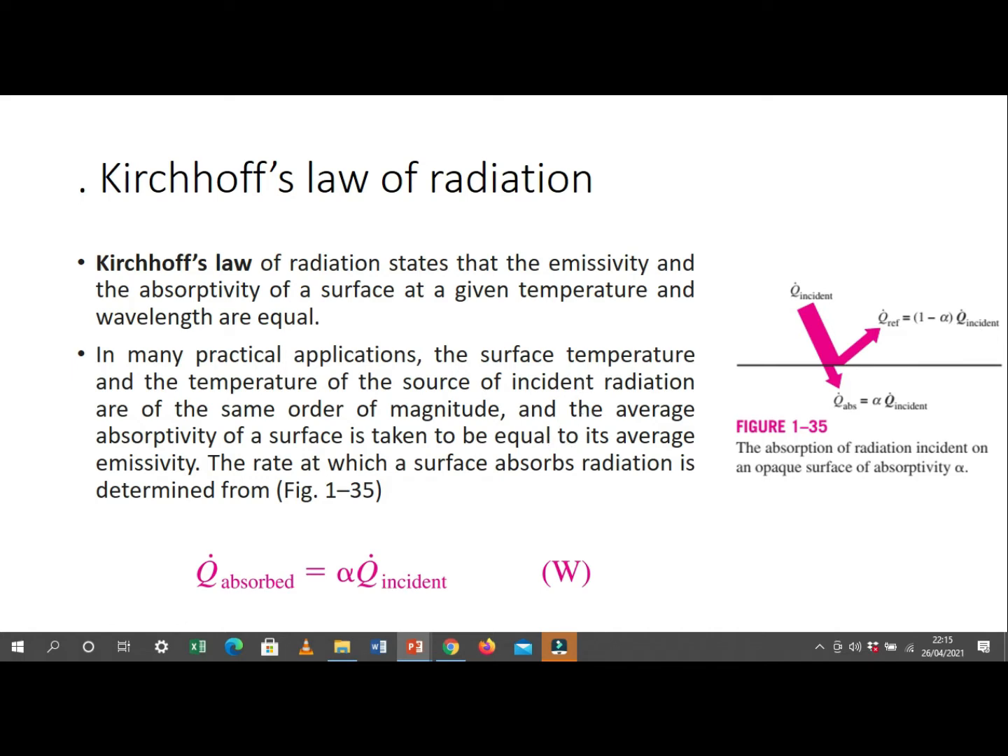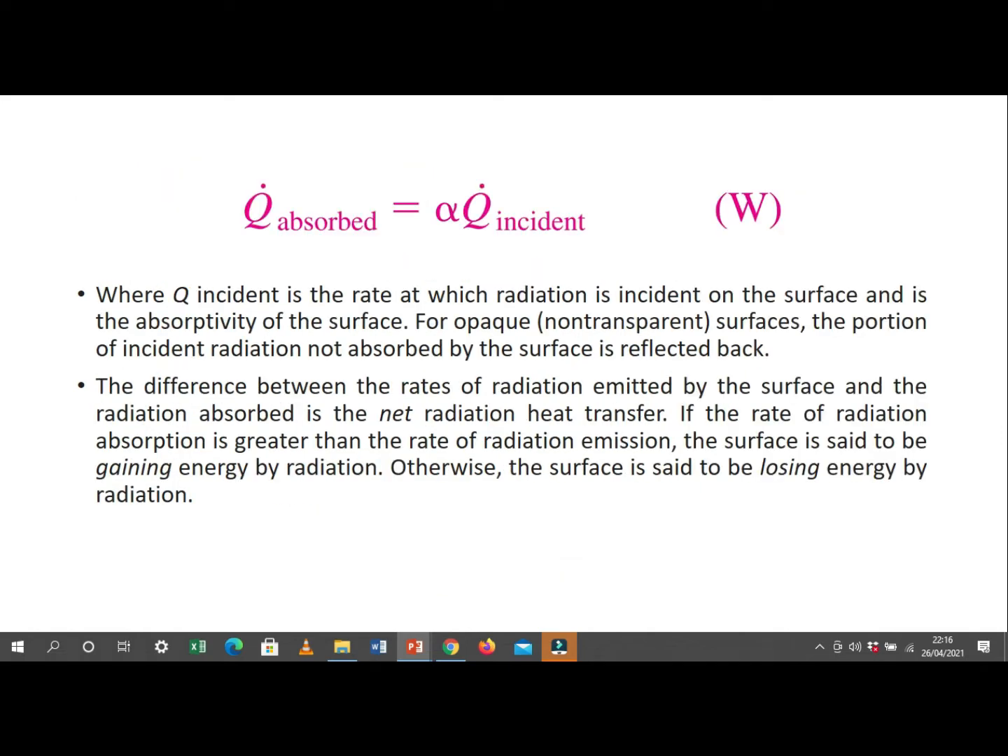In many practical applications, the surface temperature and the temperature of the source of the incident radiation are of the same order of magnitude, and the average absorptivity of a surface is taken to be equal to its average emissivity. The rate at which the surface absorbs the radiation is determined from the figure, which I have already explained here. And this is the same formula which is written on this diagram. Q incident is the rate at which the radiation is incident on the surface, and the absorptivity of the surface. For opaque or non-transparent surfaces, the portion of the incident radiation not absorbed by the surface is reflected back.